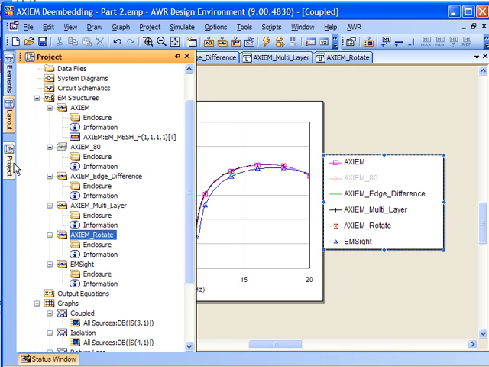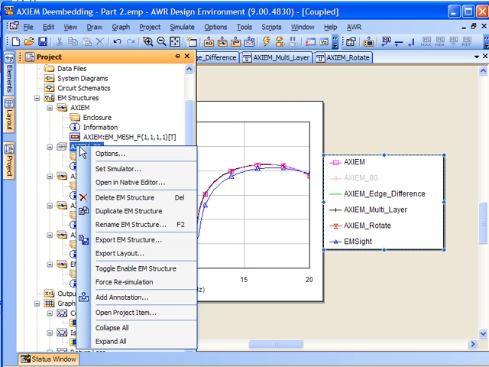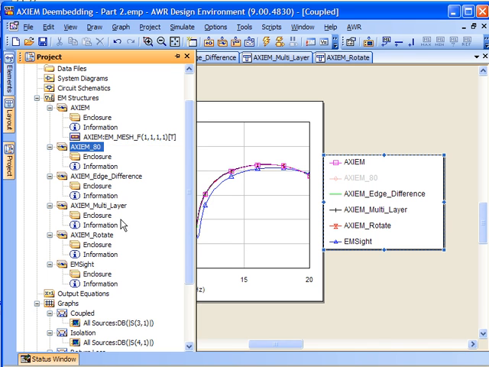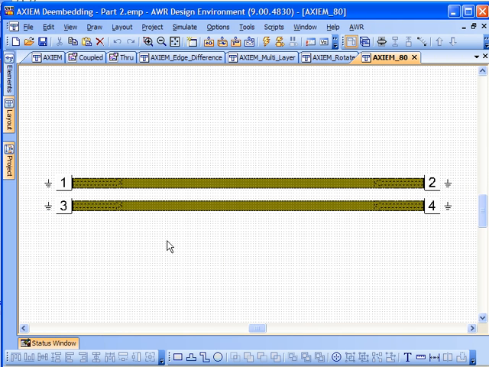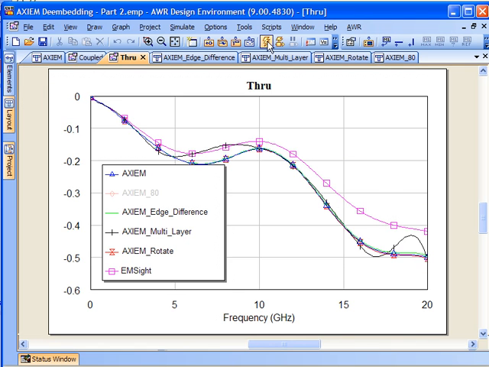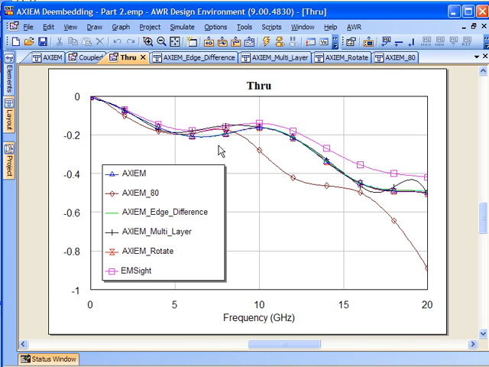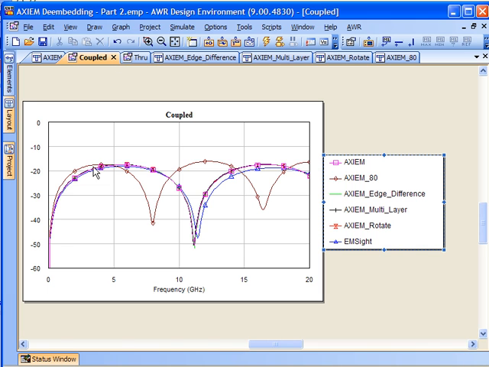Now finally, we have a counterexample, if you will, here with the AXIEM underscore 80 structure that's been set up. And in this case, we're not using any of the de-embeddings. This is the way AXIEM would have done it in version 8. And we can look at the effect of that on our through and coupled line structure. You can see that at low frequencies, where we would expect there to be minimal or no apparent effect, we do get a fairly good agreement. But as frequency goes up for both the through and the coupled line case, we get significant departure from the behavior that we would expect.